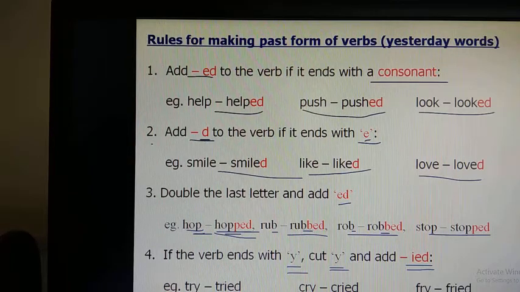Fry, fried. Look at the word try. The last letter is Y. So Y is removed and IED is added. Here cry, Y is cut and IED is added. Fry, last letter is Y. So the last letter Y is cut and IED is added. So this is the general rule for making past form.